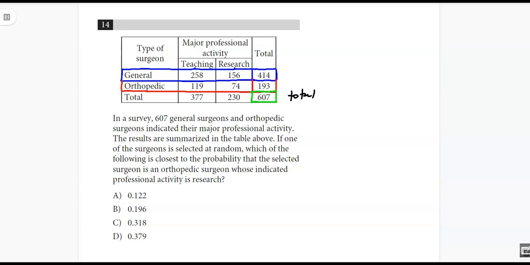All right. And the columns also add up going down. If you come this way, and you add those two numbers, you're going to get 377. Coming down this way, you're going to get 230. So you can add in both directions, horizontally and vertically.